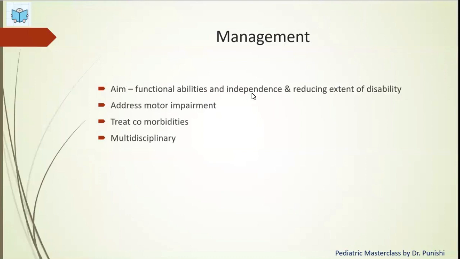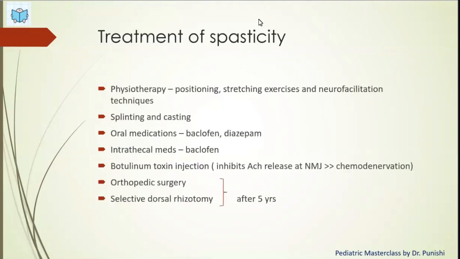Next important is how do you manage the patient? Obviously the aim of management is functional ability and independence so that they're at least able to do their daily chores on their own. So you want to address the motor impairment, treat the comorbidities, and it will always be a multidisciplinary management plan that you will make. So how do you treat spasticity? Because that is one of the most commonly associated findings in a case of CP. This is commonly asked: let's say you have a child with spastic diplegia, what are you going to do to treat spasticity?